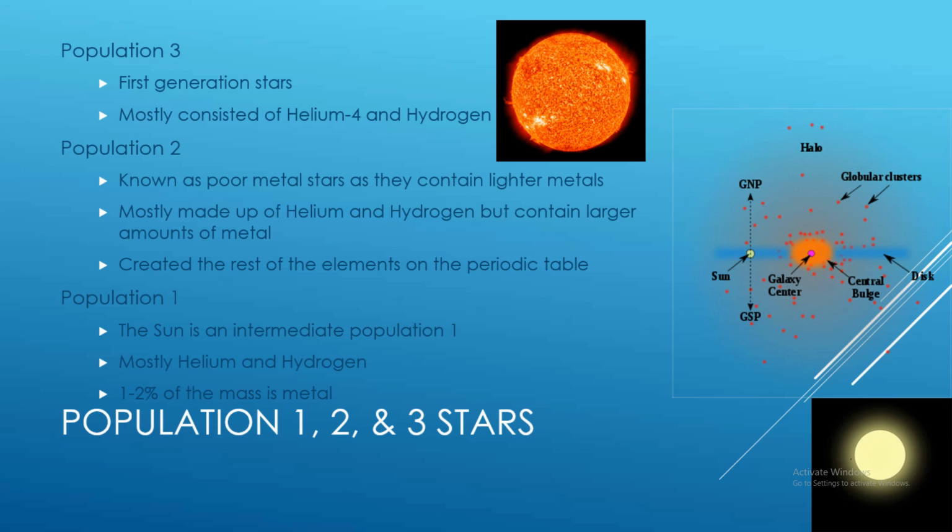Population 3 stars are the generation 1 stars. It's confusing, I know. Population 3 stars are mostly made up of helium-4 and hydrogen, as I mentioned before. And population 2 stars are... This is not a population 1 star, I'd like to point out.